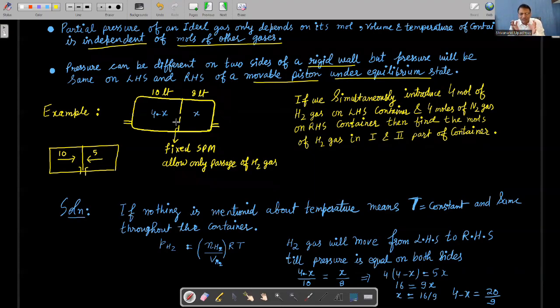So when we are talking about a fixed wall, on two sides of a fixed wall, the pressure can be different. So based on that, this problem is there, this example is there. Let us discuss this example. Let me read the question.